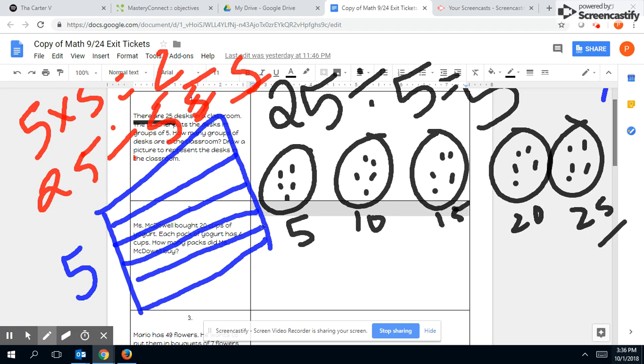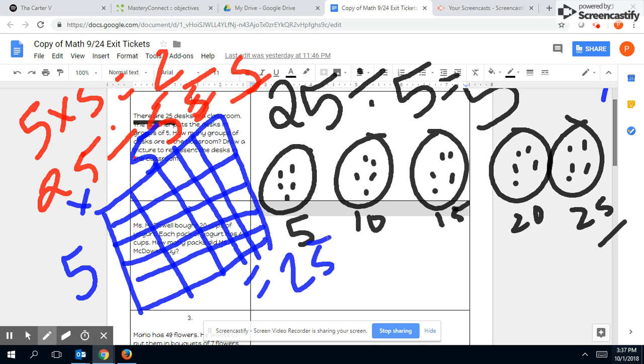I then can ask myself, okay, I know that 1 times 5 is 5. 2 times 5 is 10. 3 times 5 is 15. 4 times 5 is 20. And 5 times 5 is 25. So I know that a 5 by 5 array will give me 25. So that means 25 divided by 5 will equal 5.